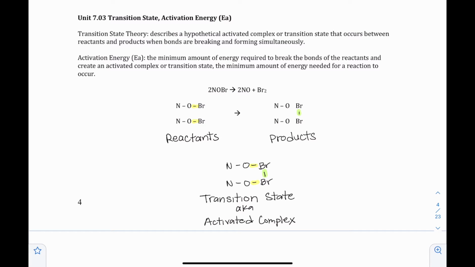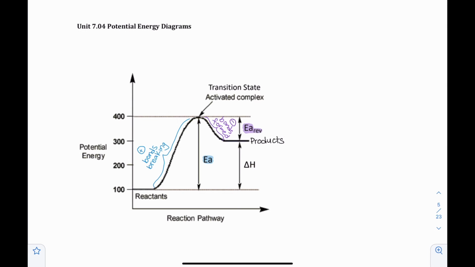The activation energy is defined as the minimum amount of energy required to break the bonds in the reactants and create that activated complex or transition state. So it's basically the minimum amount of energy that's needed for the reaction to occur. So let's go over potential energy diagrams.